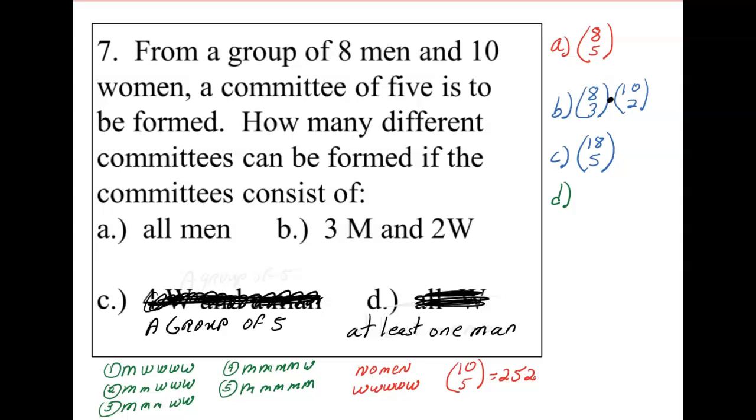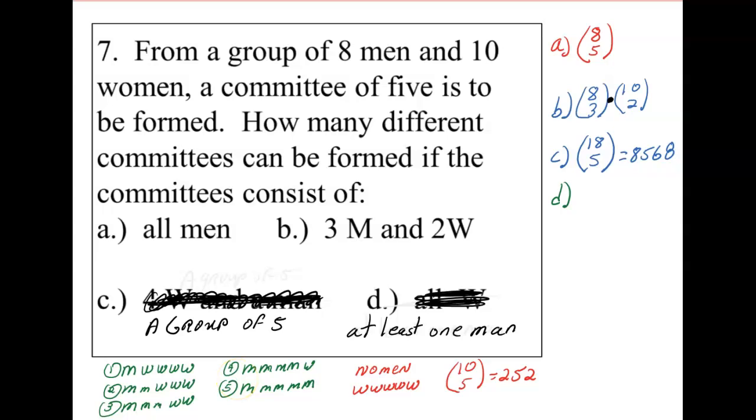In part C, we figured out all groups. So in part C, we figured out all groups. So if I do 18 choose 5, for part C, I get 8,568. So part C is all groups of 5. And then in part D, we just figured out no men in red.